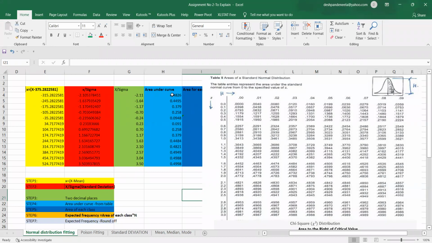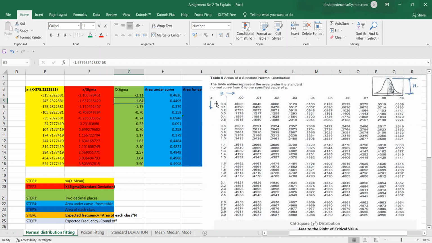0.4826. And that is the area under the curve for x upon sigma as 2.11, 0.4826. Here you are going to neglect the negative signs. Okay. Now let me demonstrate to you one more. So 1.64. Now how to do that? 1.6 and then 4.